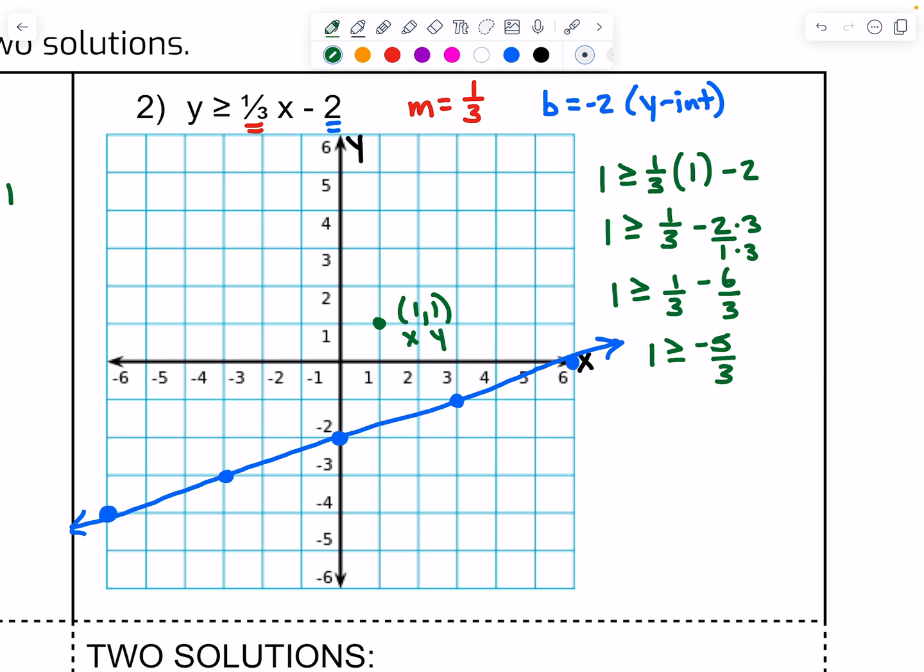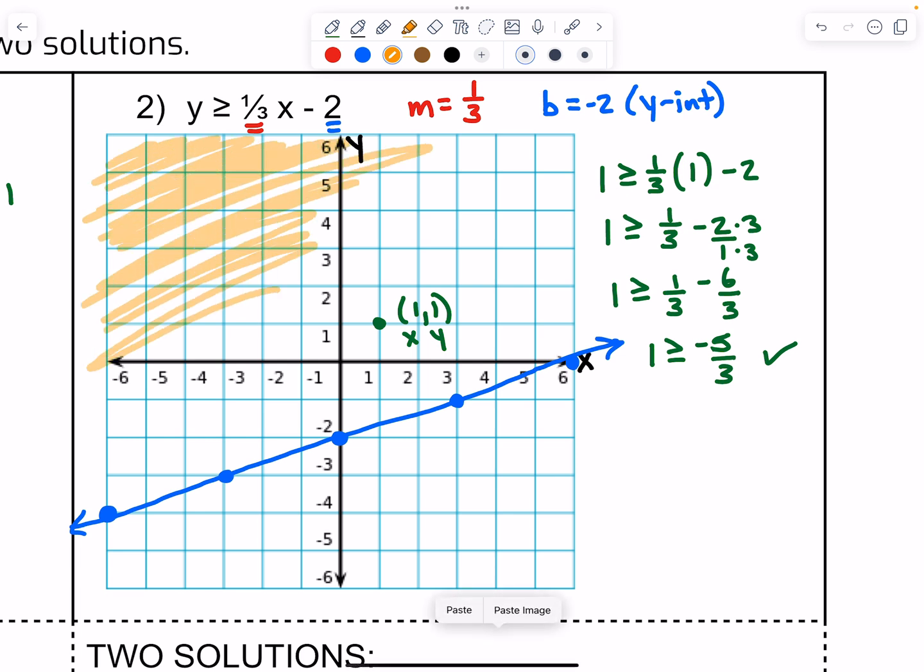And we would say yes, that is true, because 1 is definitely greater than or equal to a negative number. So if that is part of the solution, then we want to shade it over there where that point is located. So let's shade everything over here above the line.